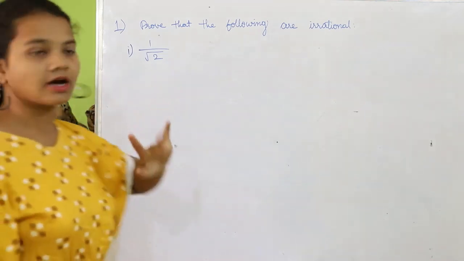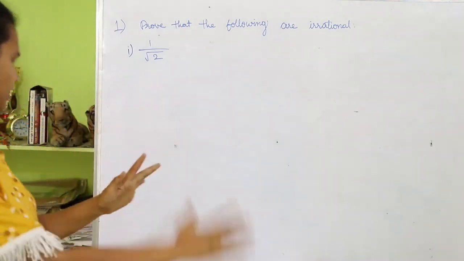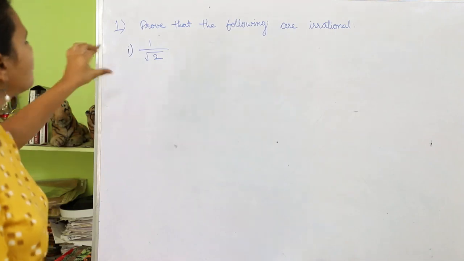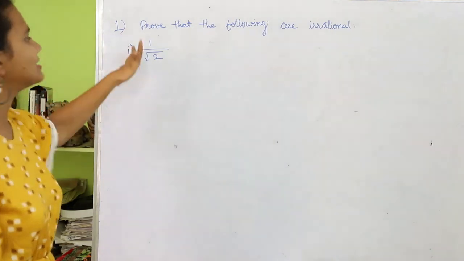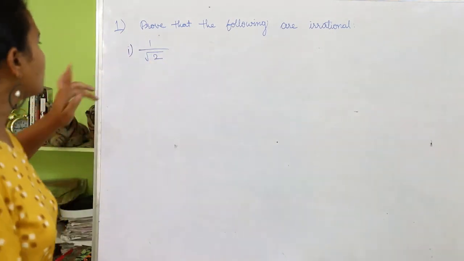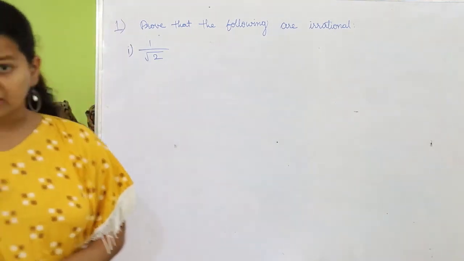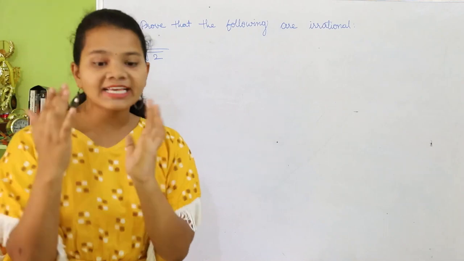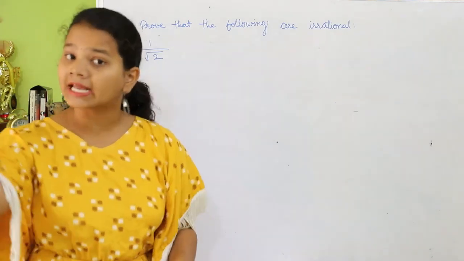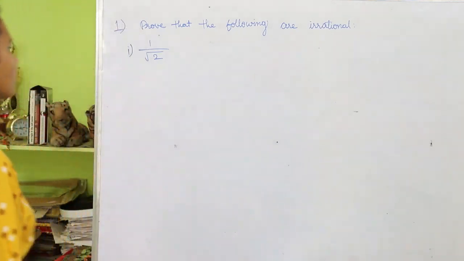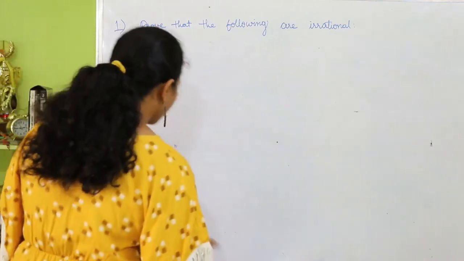So the very first one given over here is 1 by root 2. We must prove that 1 by root 2 is an irrational number. As we know, 1 by root 2 is an irrational number, but we must prove it. So to prove this, what do we do, guys?